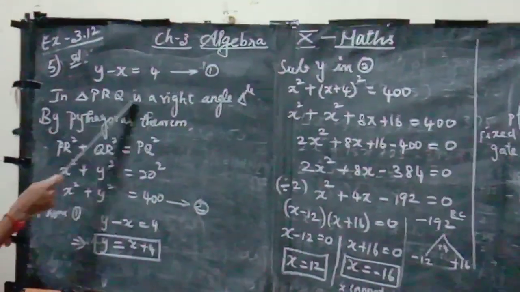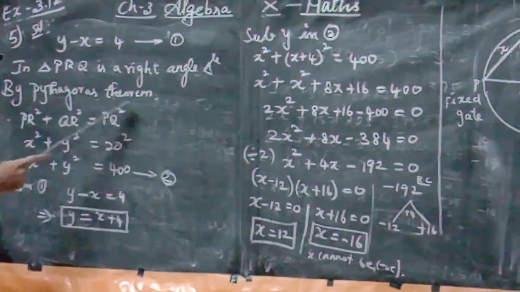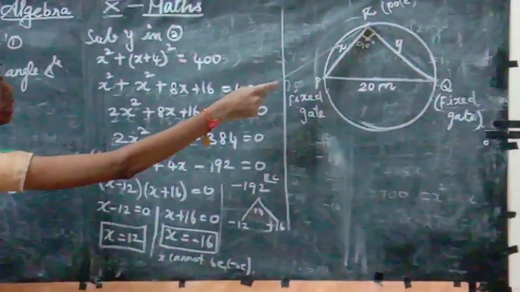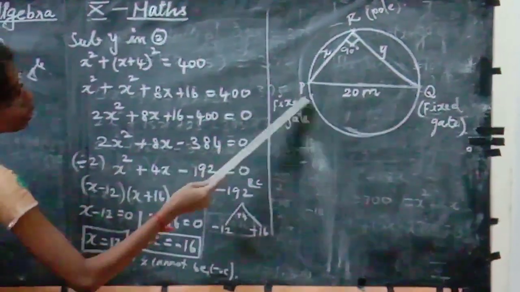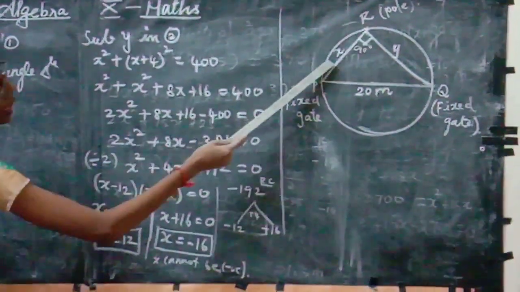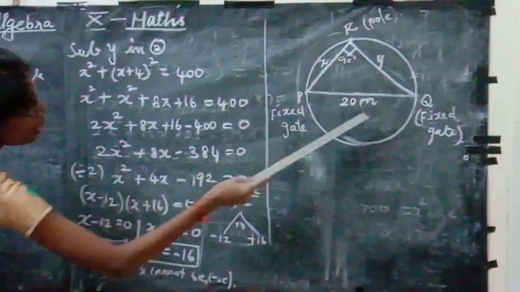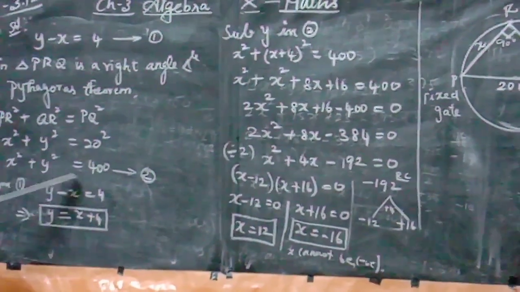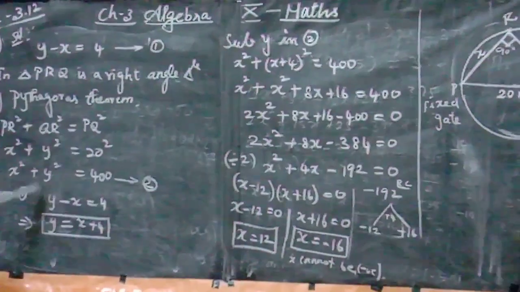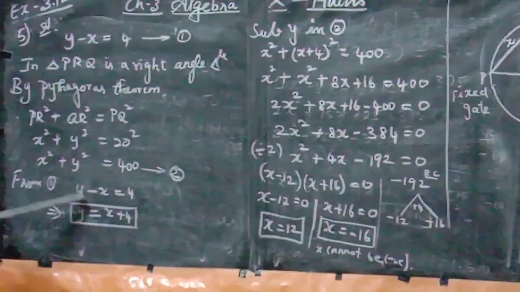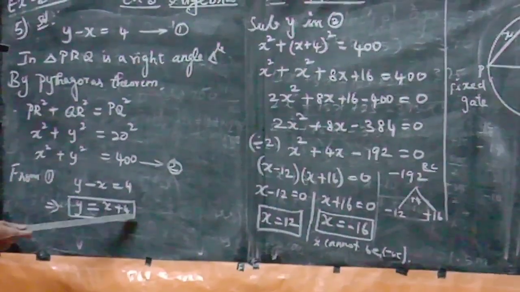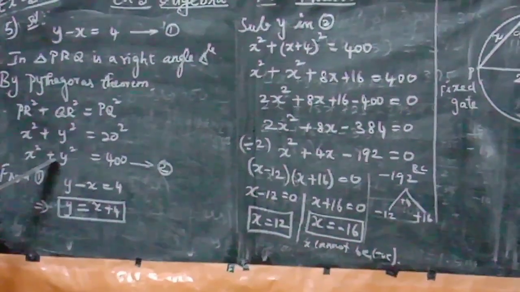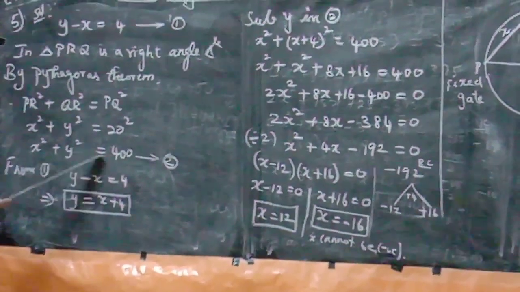In triangle PRQ, it is a right angle triangle. By using Pythagoras theorem, PR square plus RQ square is equal to PQ square. What is the PR value? x. What is the RQ value? y. Then PQ value is 20 meter. x square plus y square is equal to 20 square, x square plus y square is equal to 400. From first equation, y minus x is equal to 4, then y is equal to x plus 4. Substitute this y value in second equation. x square plus, what's the y value? x plus 4. x plus 4 whole square is equal to 400.